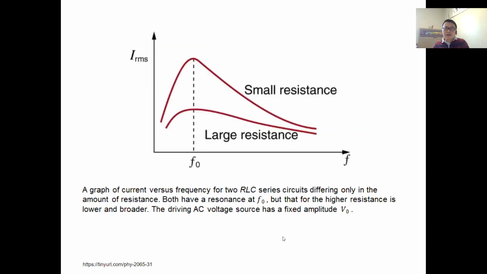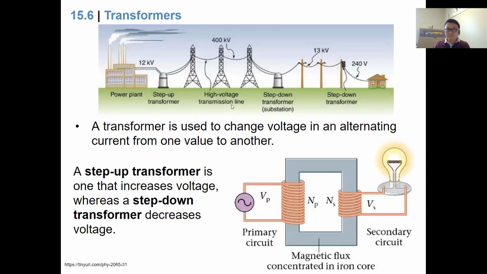So it depends on the resistance. If you have larger resistance at resonance frequency, you get smaller current. If you have smaller resistance, you get larger resonant current, or the IRMS current, at resonance frequency.